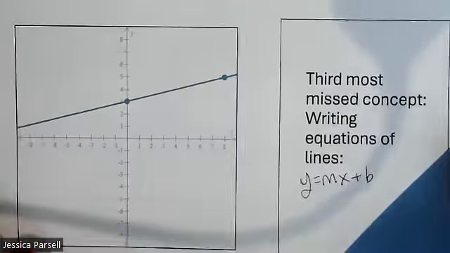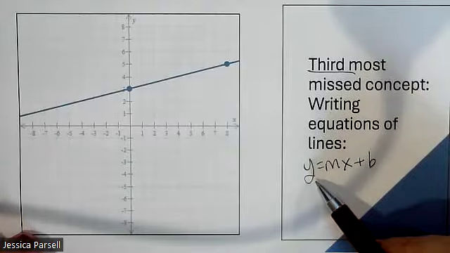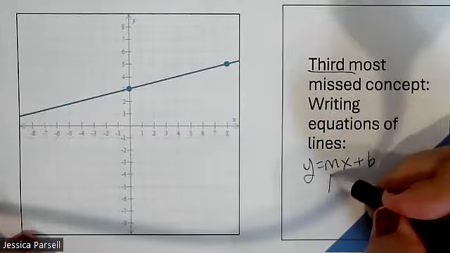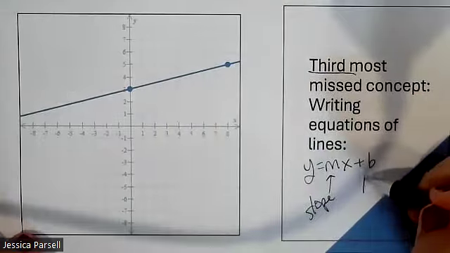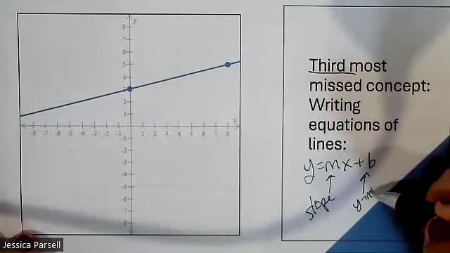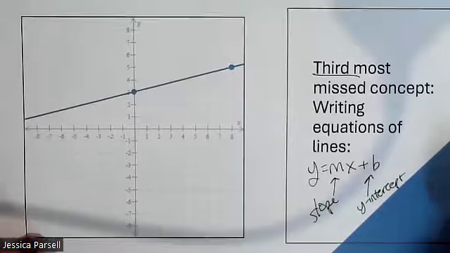All right, we're going to do a couple of these. This is the third most missed concept, and it's just writing equations of lines. So I'm going to write out y equals mx plus b. This is your slope. You're going to need two things. You're going to need the slope of this line, and you're going to need the y-intercept, or where it crosses the y-axis. So let's find the slope first.